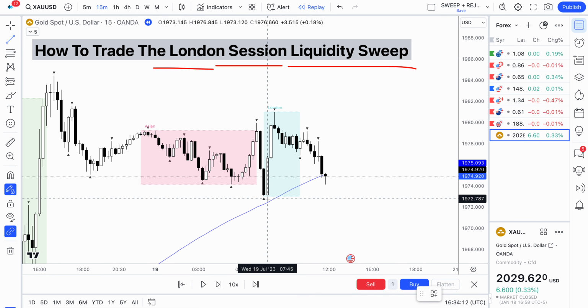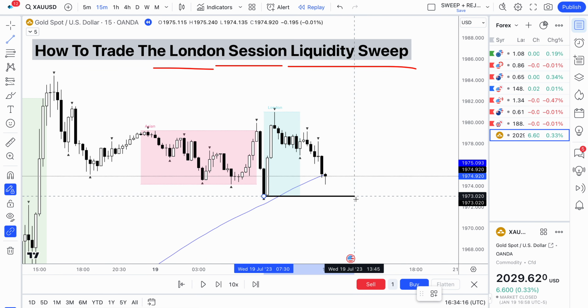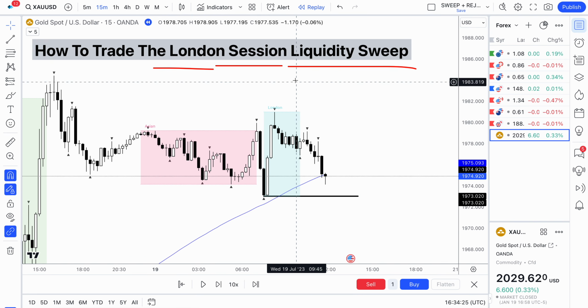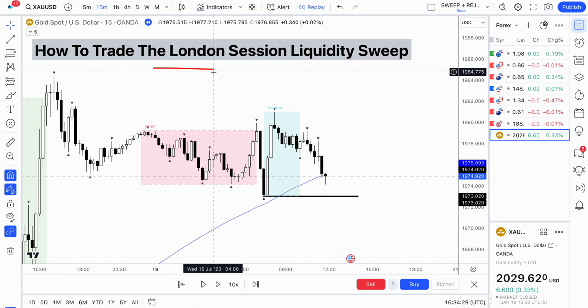So let's mark on the low here, the London session low, which also corresponds to a fractal here. It's important that it's a fractal, and that indicates that it's a valid area that we can target. It's a valid area of liquidity.